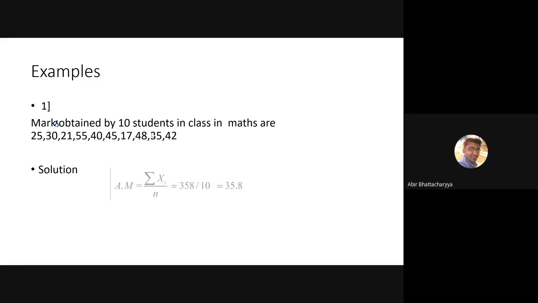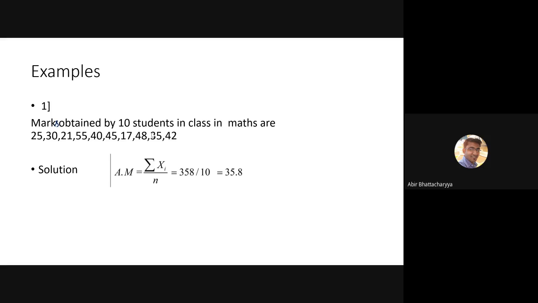What is the average? You have to calculate the AM. Now we'll check whether the repeating values are there or not. Is there any repetition? There is no repetition. If you observe, there is no repetition. So we can use the very basic formula of AM, summation xi by n.